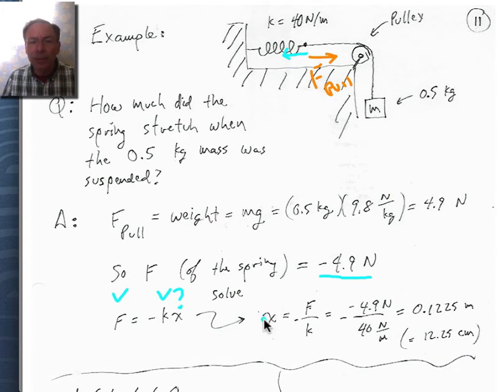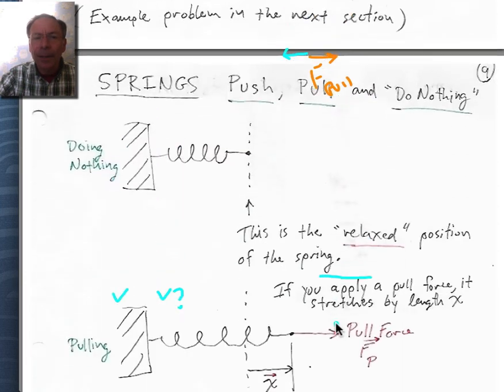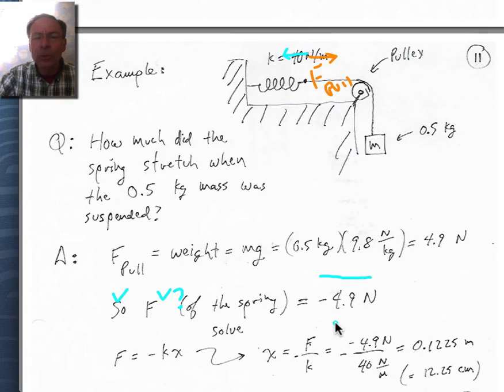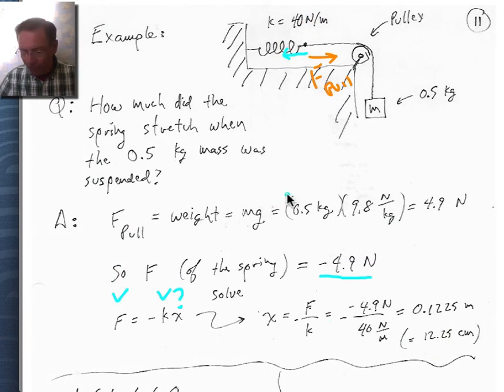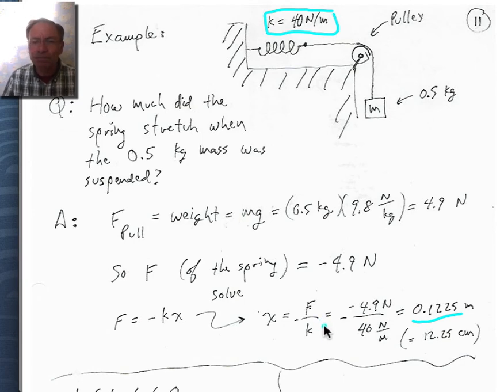And so we're going to solve it. x is minus F over k. So it's minus, and then F is negative 4.9, the negatives are going to cancel, over 40 newtons per meter. Now, where did the 40 come from? Was that in the previous problems? I don't know exactly. Oh, here it is. The 40 was part of the problem statement up here. I'd missed that. Anyhow, for this problem you have to know what k is. So you divide and you get the answer, 0.1225 meters. All right.